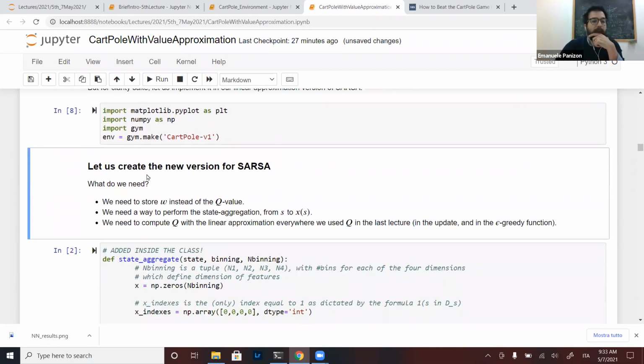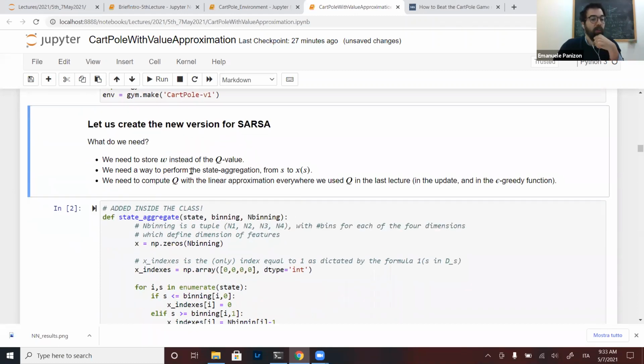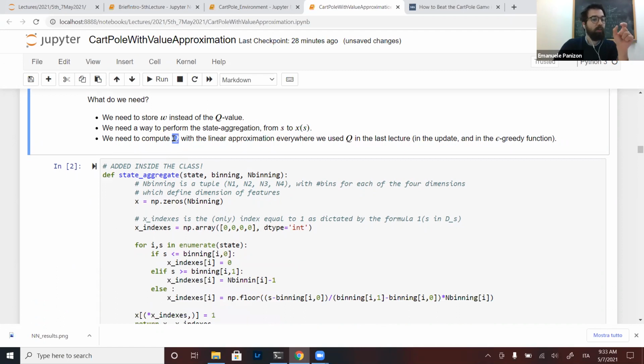So we create a new version of SARSA in which we deal with things properly. We have to store the weights instead of a Q value, but the weights are the Q value in a sense. We need a way to perform the state aggregation. So we need a function which takes the state and produces a vector of features. And we need a way to compute Q with linear approximation, so doing the proper multiplication of the feature vector with the vector of weights.